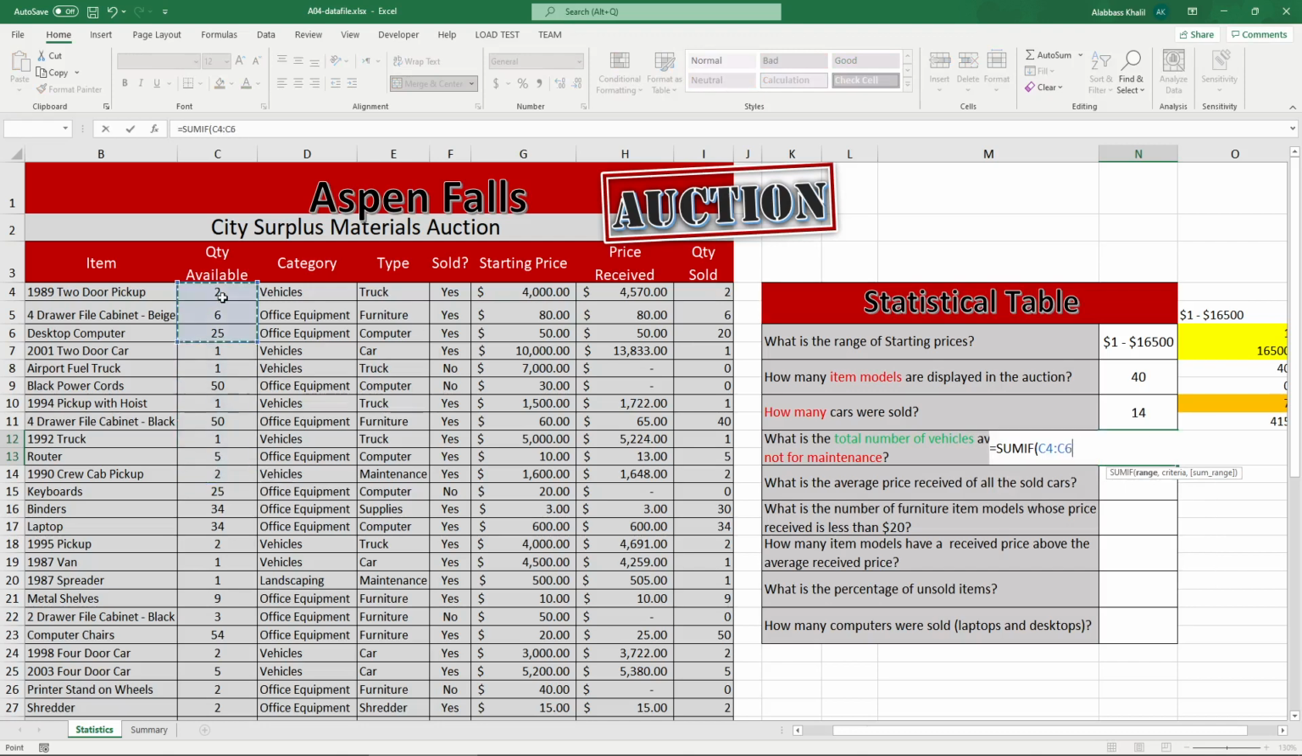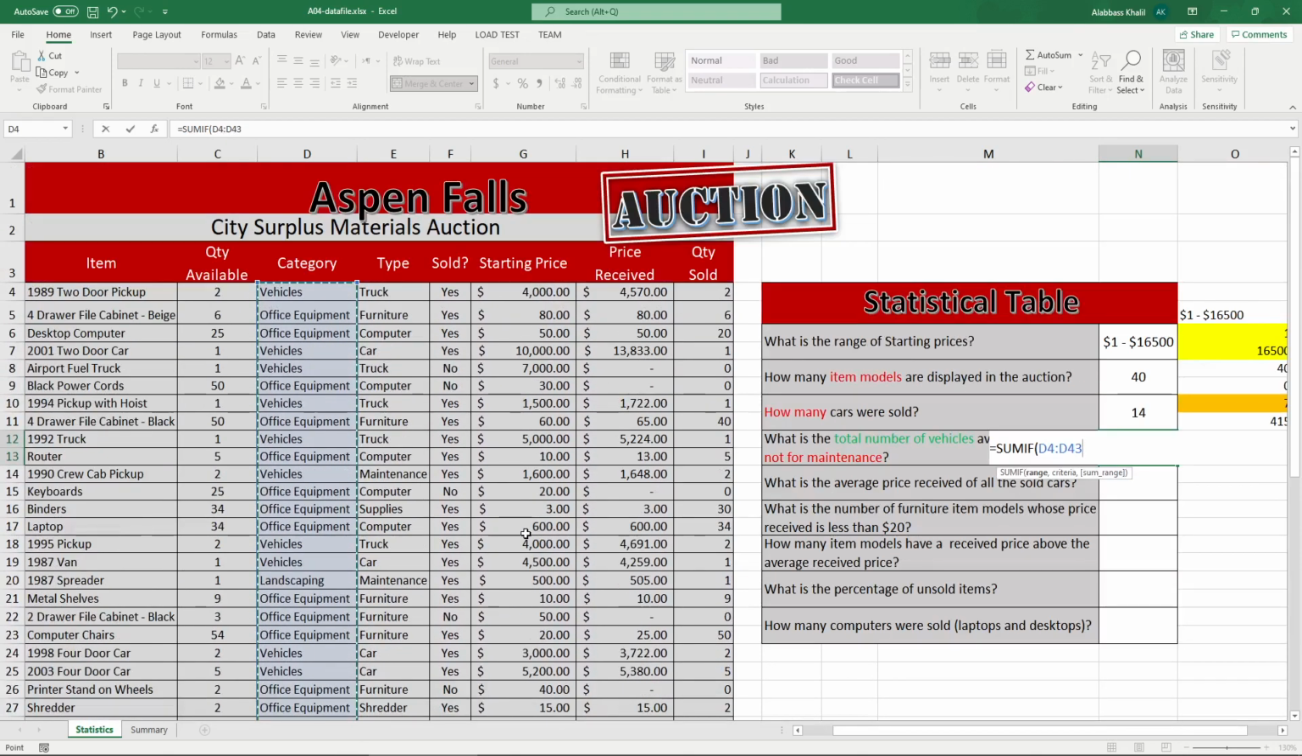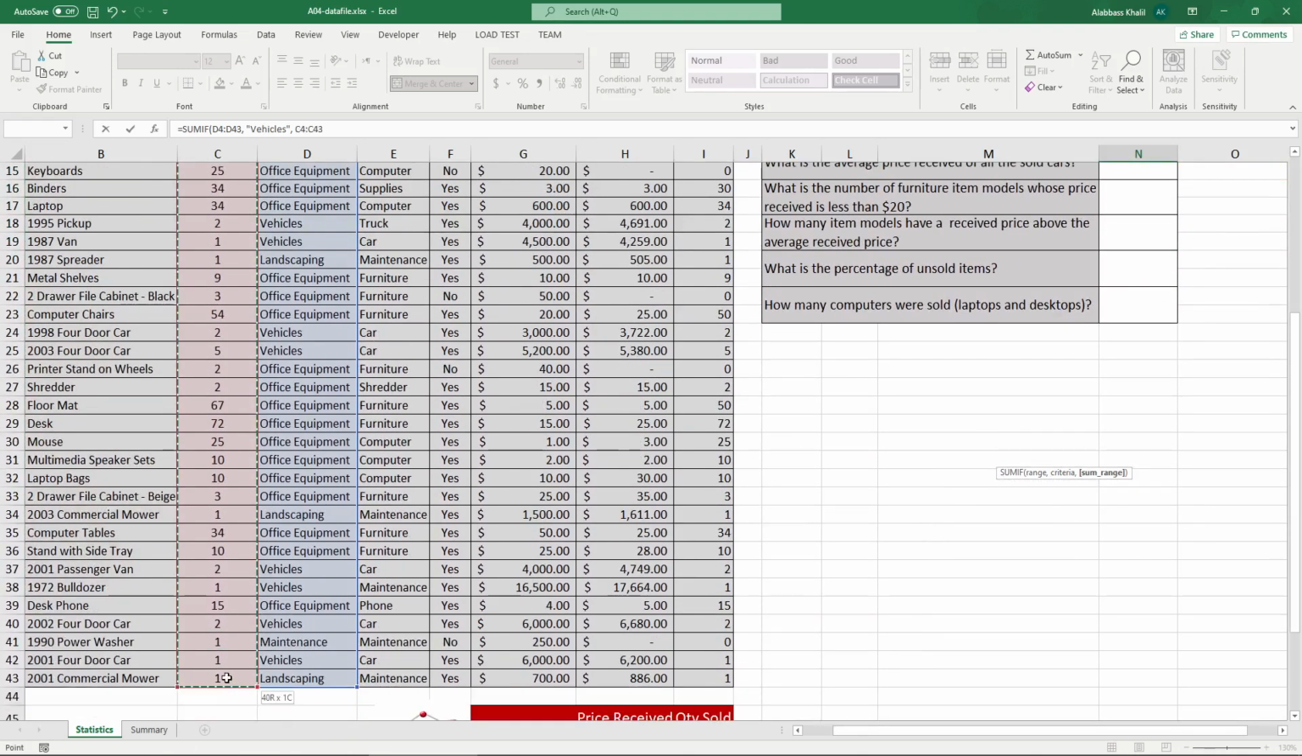I'll sum, or first of all, my condition, the category, it has to be vehicles. In this case, you'll notice it's actually vehicles with an S, not without an S. So we'll write it exactly as it is and make sure that it's spelled correctly. So vehicles, and the sum range is the quantity available.